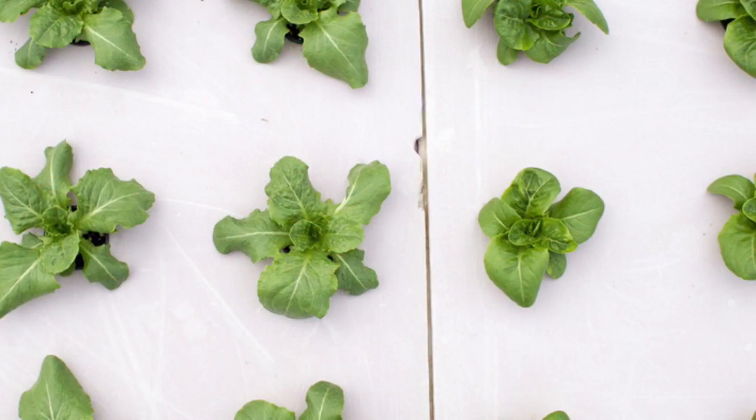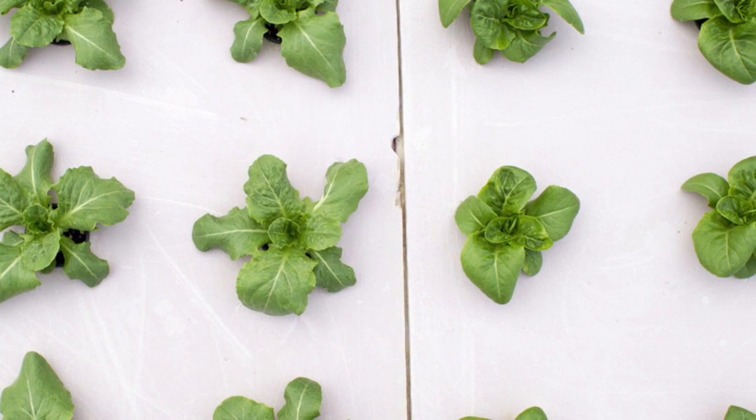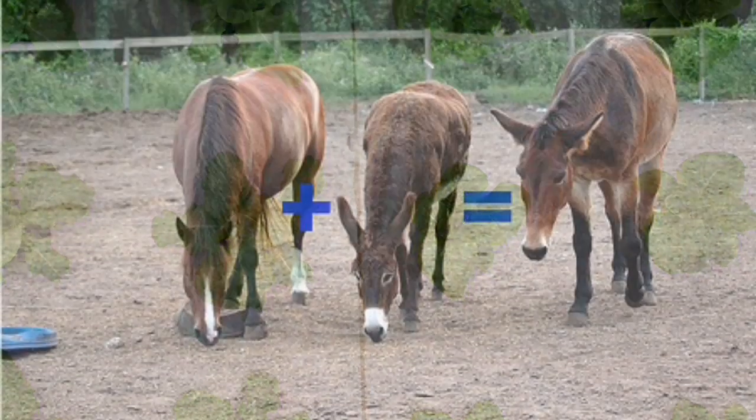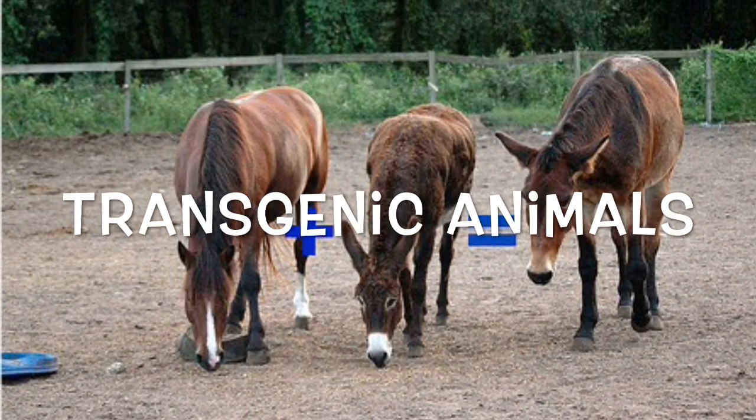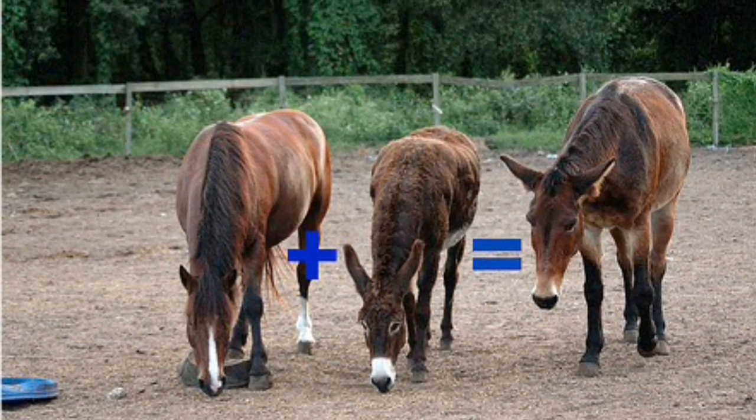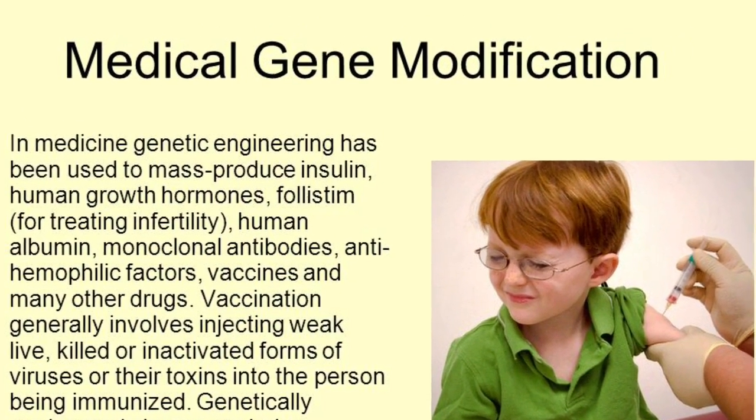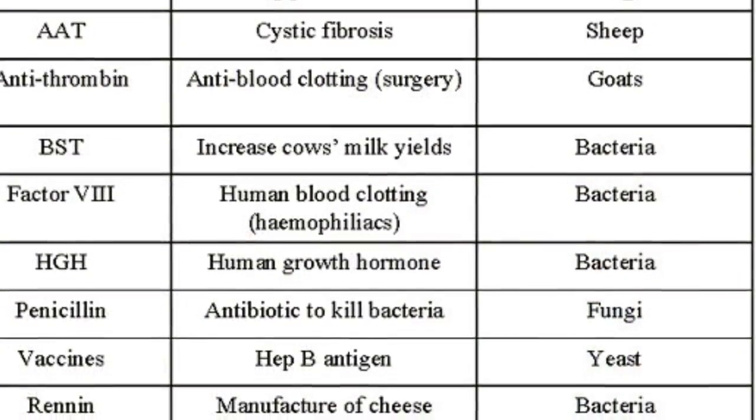So here you have pictures of fruit which have been combined through selective breeding. You have here the horse and the donkey, which have been bred. Now, medical gene modification is the most common thing that we've talked about and is known about.